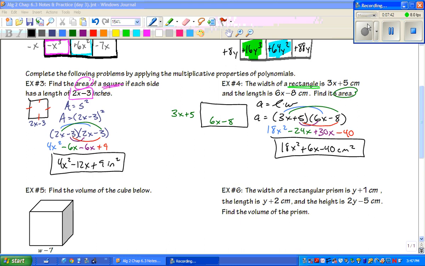Okay, and there's our final answer. Now, did you get the units right? Because if you look right there, they're talking about centimeters. So that's centimeters squared.